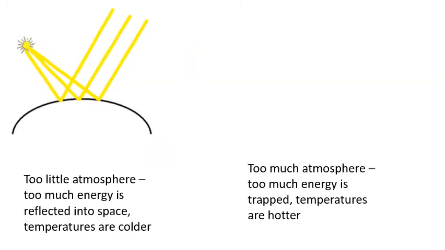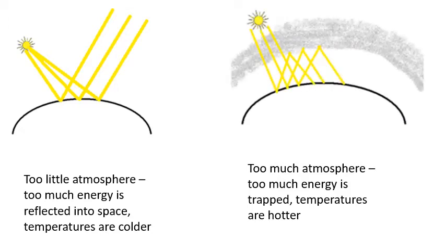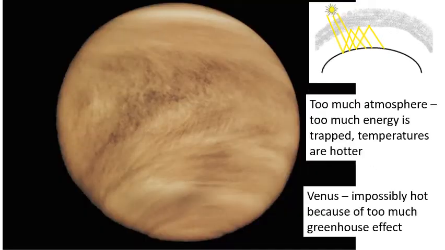Now, if we didn't have an atmosphere, a lot more of our sunlight would bounce off in outer space and we'd be colder. If we had a thicker atmosphere, well, then we would trap more sunlight and we would be hotter. And this has happened in our solar system. Venus has too much atmosphere. It has what's called runaway greenhouse effect.